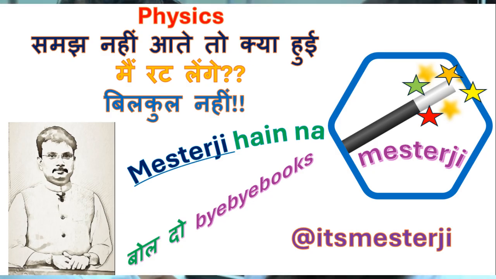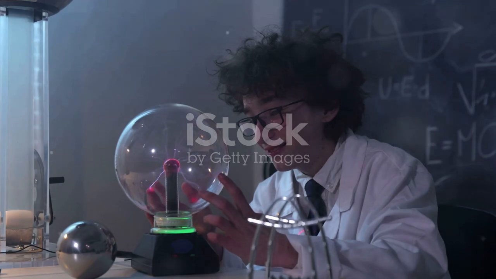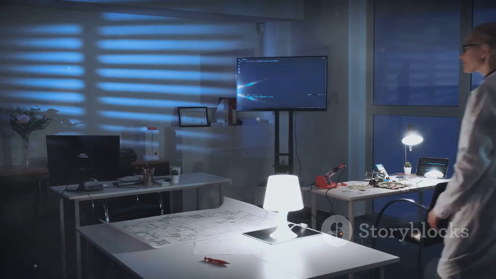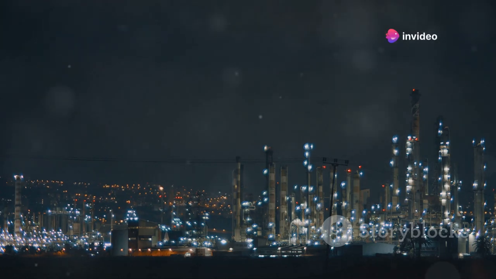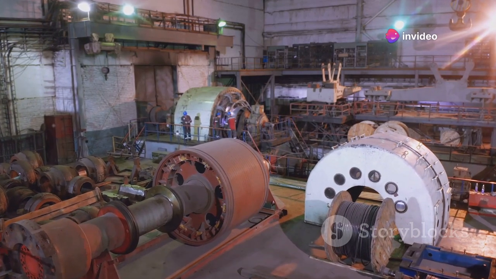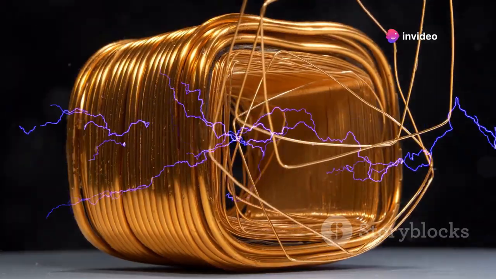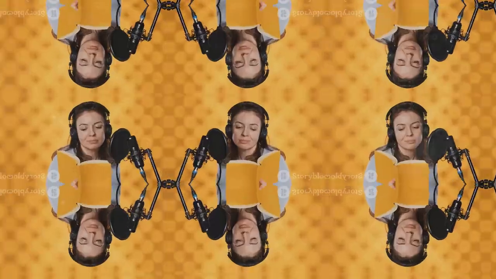Today, we're diving into the fascinating world of electromagnetic induction. This phenomenon is not just a cornerstone of physics, but also a driving force behind much of our modern technology. From the power grids that light up our cities to the electric motors in our appliances, electromagnetic induction is at the heart of it all.